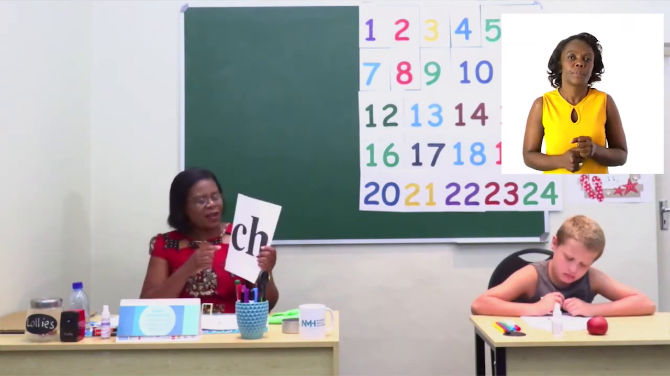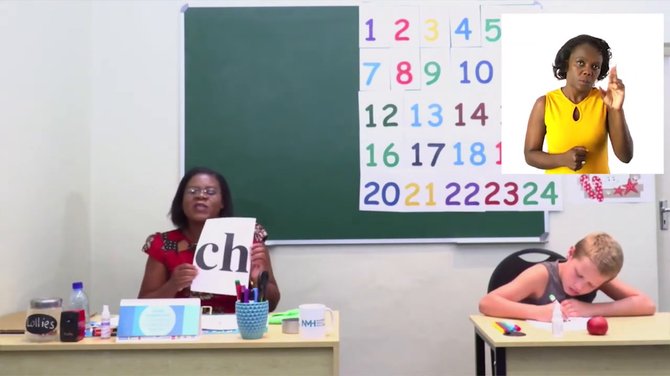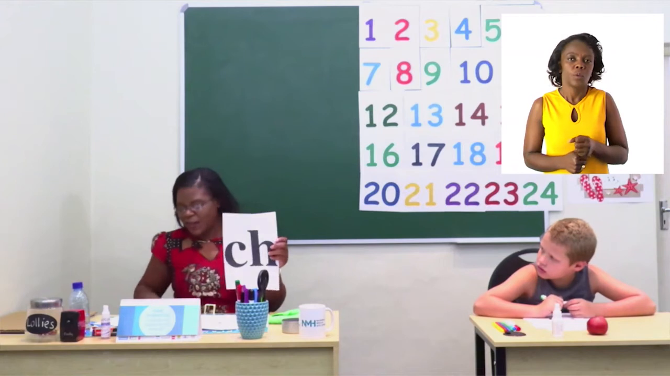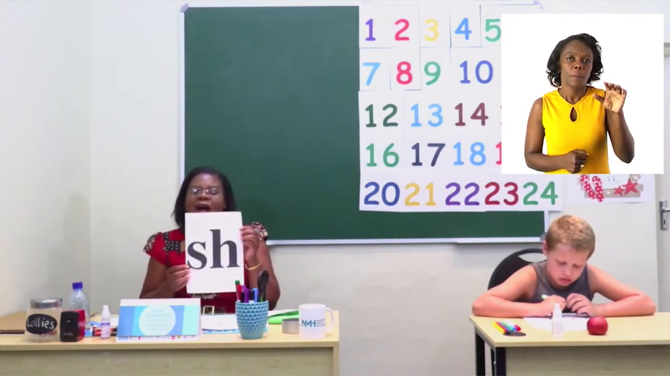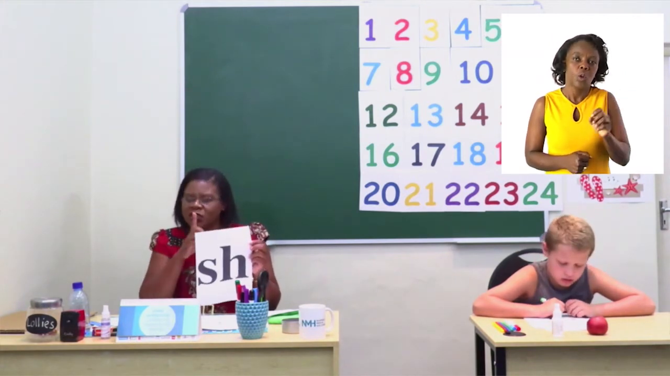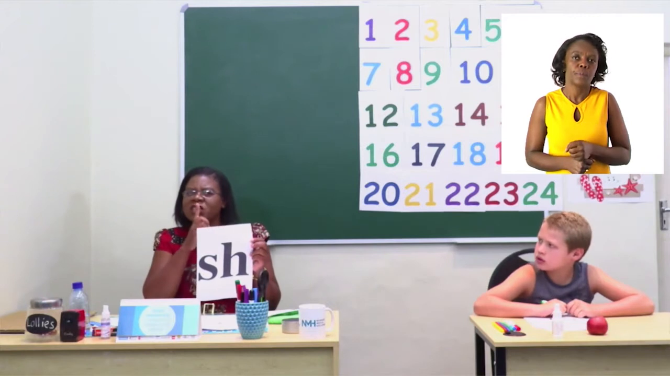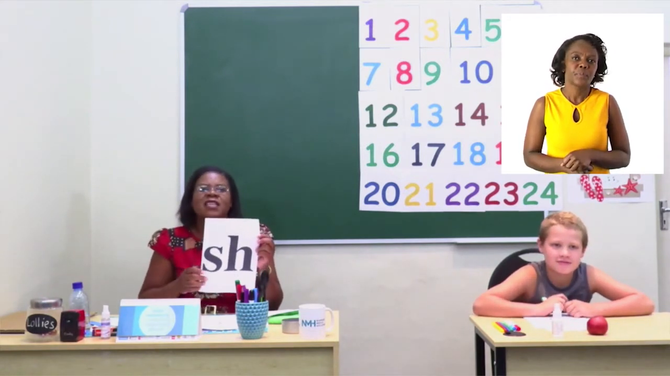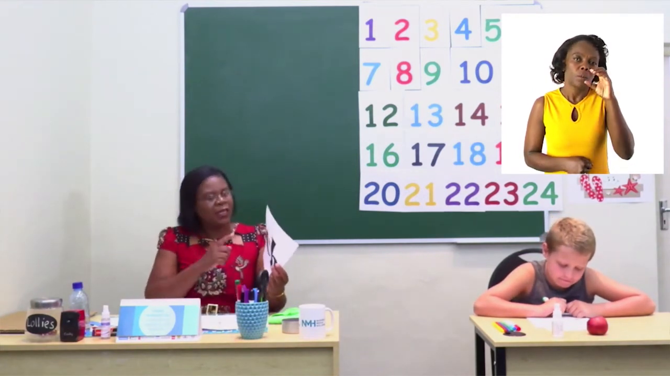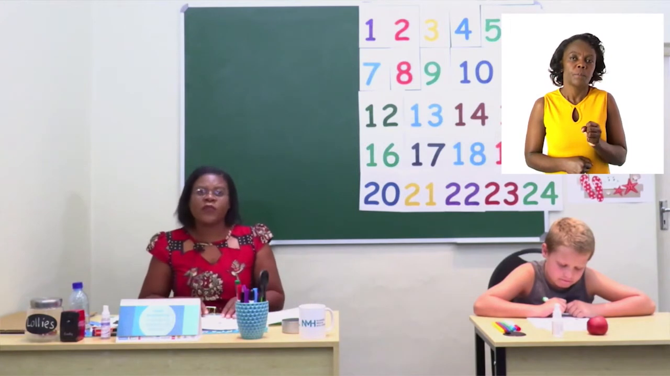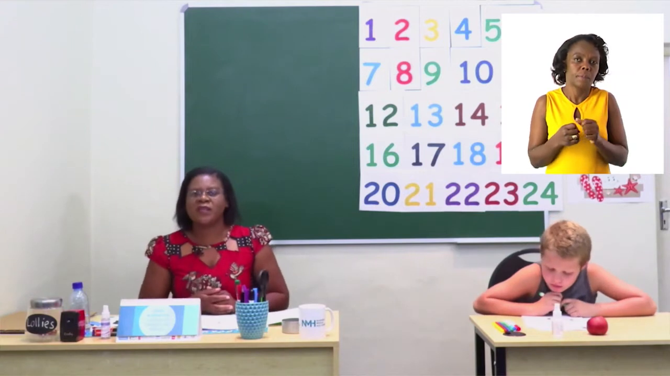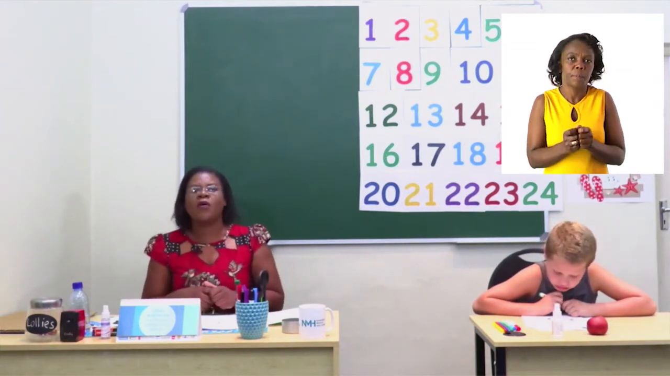Now, when the k and the h stand together, we say it's a ch. It's a ch. All right. But when the s and the h are together, we say sh. We say sh. Put your finger on your lip. It's a sh. S and h. It's a sh. All right. So sh and ch can come at the beginning of the word or at the end of the word. They still sound the same. It's still going to be a ch or a sh.